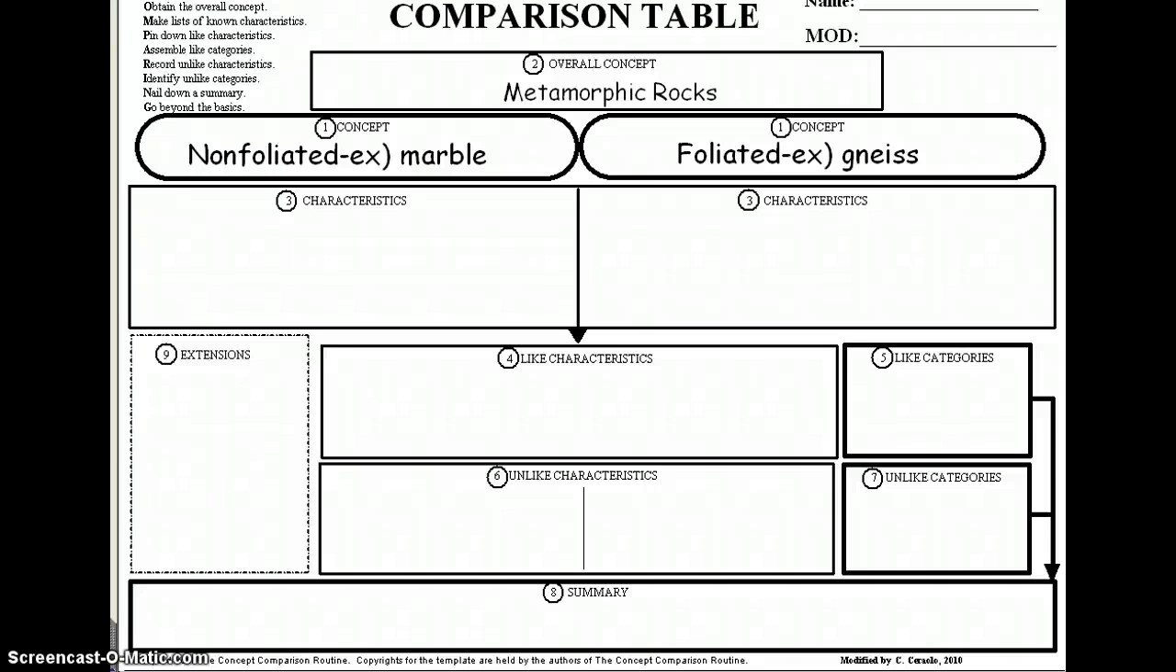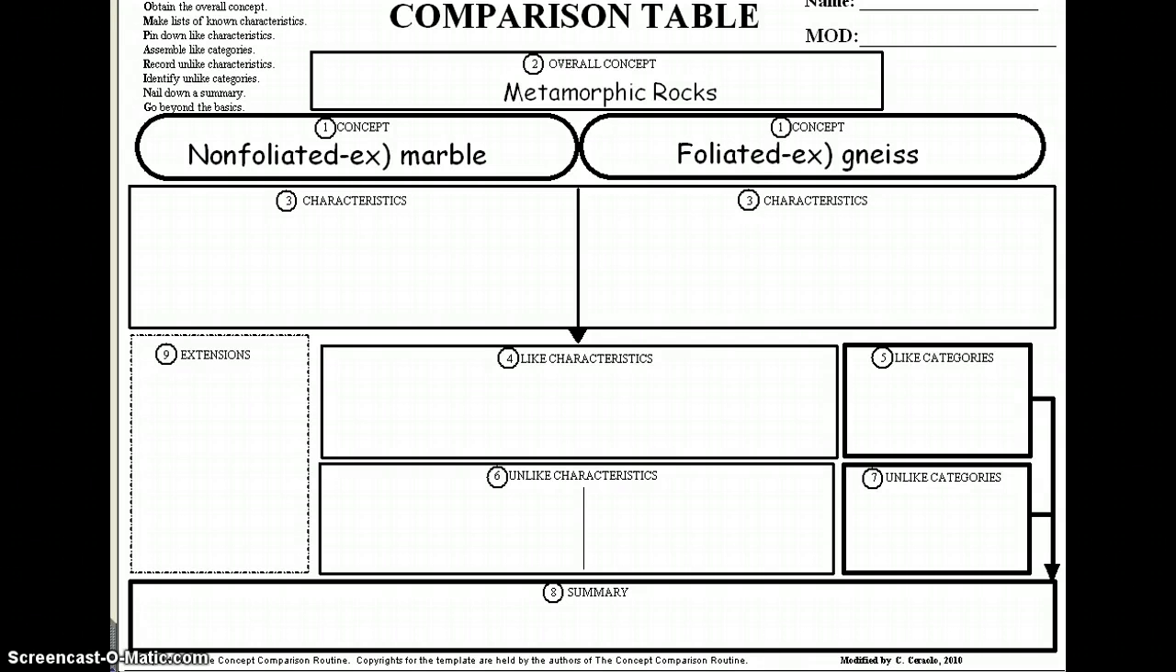Today in class we completed a comparison table about metamorphic rocks. We were comparing nonfoliated metamorphic rocks to foliated metamorphic rocks. If you look under concept number 1, nonfoliated metamorphic rocks, an example would be marble. Now, these metamorphic rocks have different characteristics than a foliated metamorphic rock, and they form in different ways.